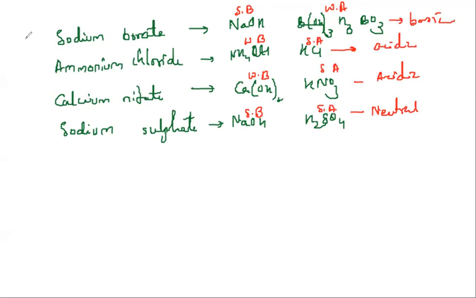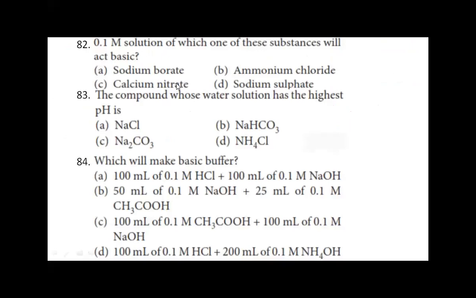So the question is about 0.1 molar solutions. All of them are 0.1 molar only. So a 0.1 molar solution of any of these substances will give acids and bases because all are salts. When you look at sodium borate, it is the only salt having a strong base and weak acid. So since there is a strong base, the OH- ion concentration will be more. Therefore, it becomes basic in nature. So option A is the correct option.